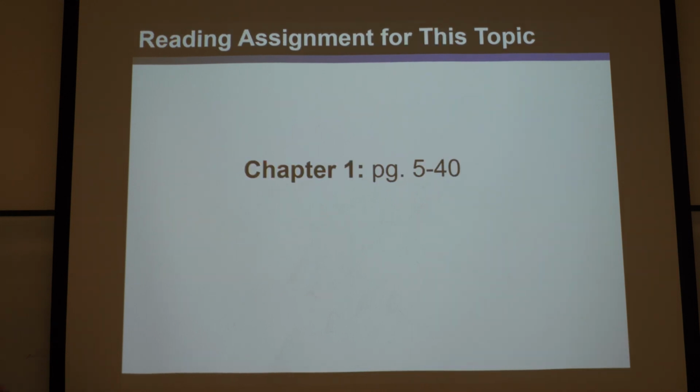First reading assignment: this is chapter 1, these are the pages from the book I said to get. Again, it's basically supplementary, not required, but very helpful if you have access to the book.